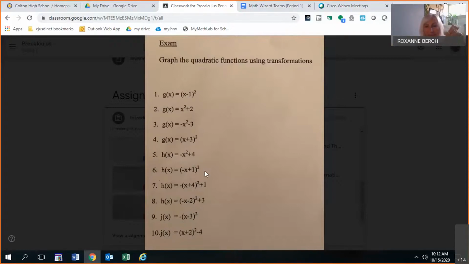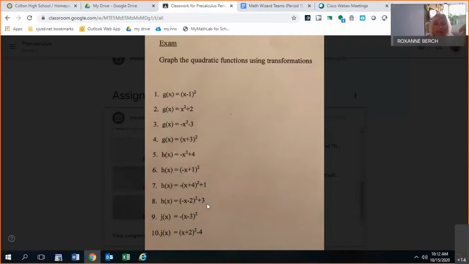What's that? Left one, reflect over Y. Yep, it's left 1, reflect Y, because it's all inside. Okay, this one has 3 transformations. Who wants to do this one? It's left 4, a reflection across the x-axis, and up 1. That's correct. It's left 4, reflect over the x-axis, and up 1.